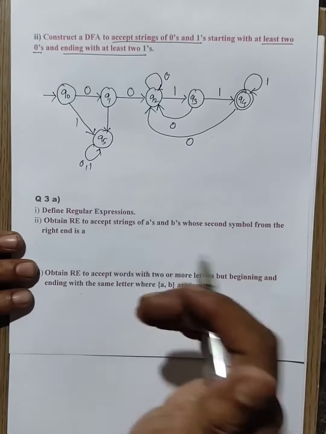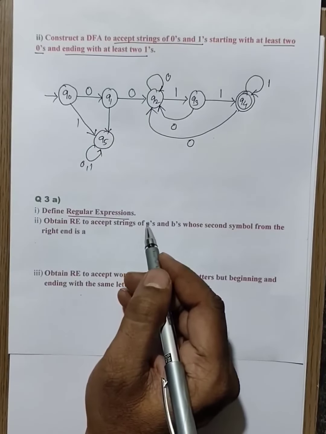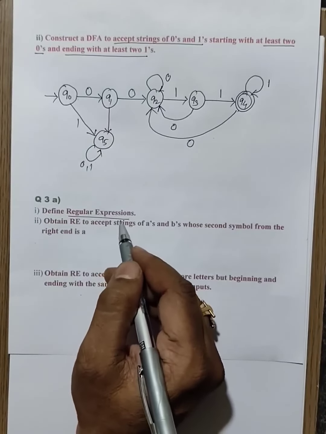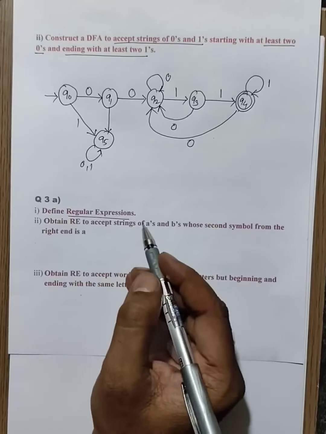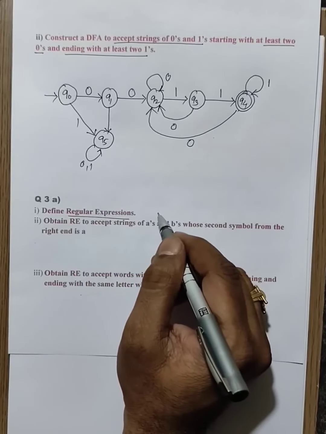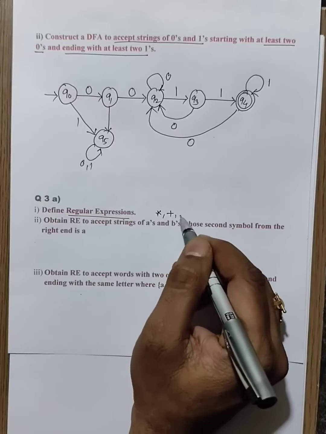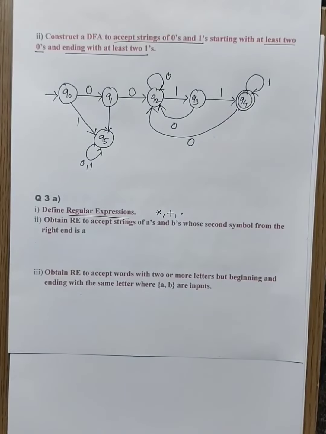Question number 3. Define regular expression. A regular expression is a mathematical format in which a finite automaton can be represented. In a regular expression you can use three types of symbols or operators: plus, star and dot. This is the definition of regular expression.